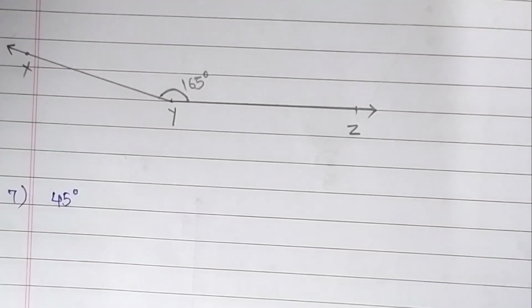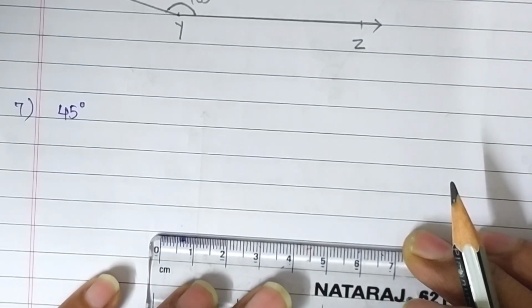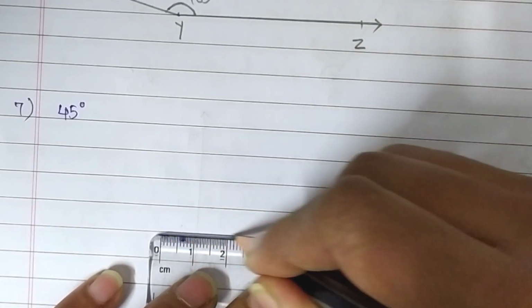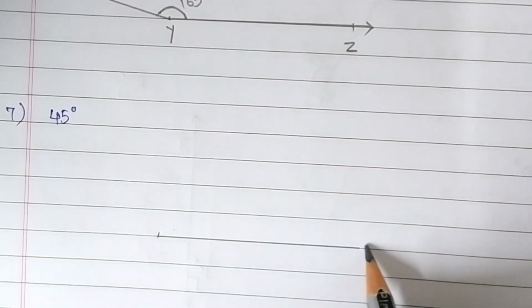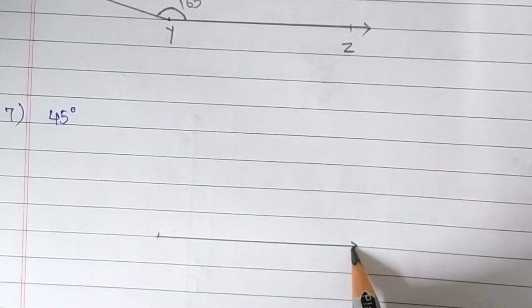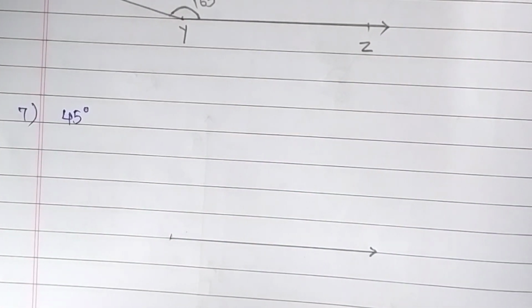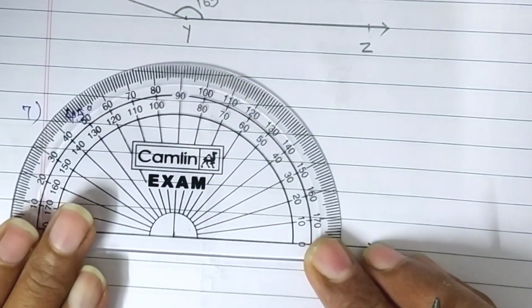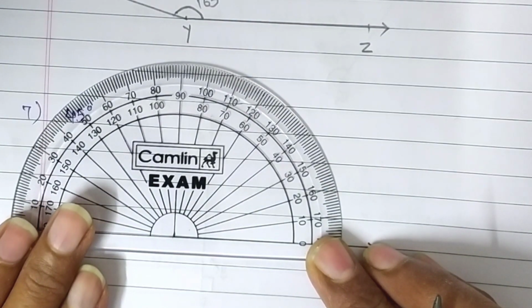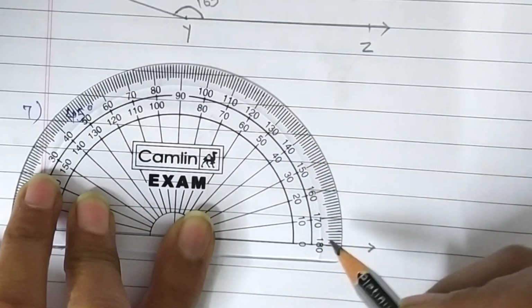For it, we'll leave 4 or 5 lines on the upper side, and then we have to draw an arm here like this. Decide our vertex. This is our vertex, and make here an arrow. Now our measurement is 45 degree. Put our center point of protractor to the vertex like this, and then count up to 45 divisions.